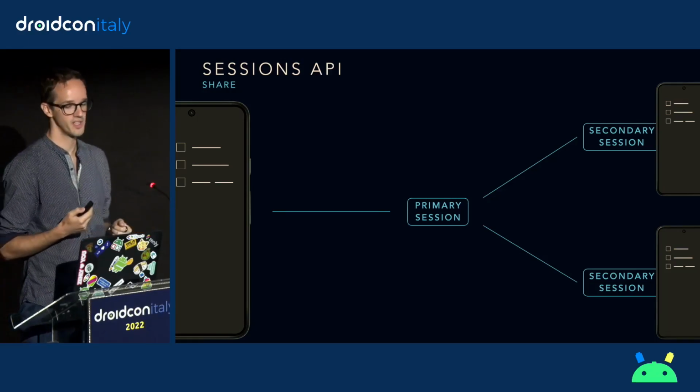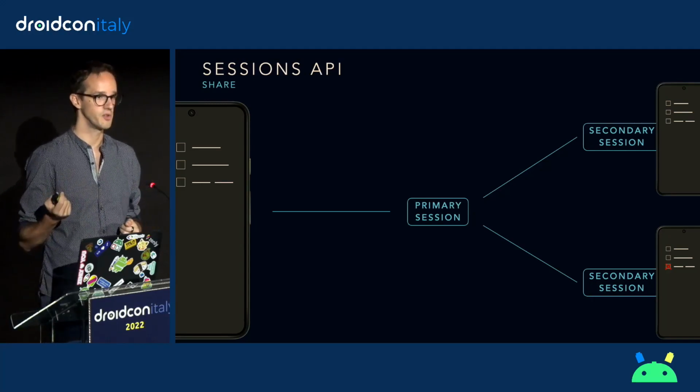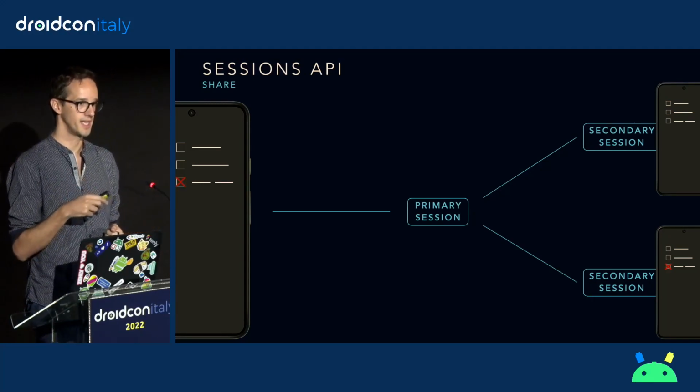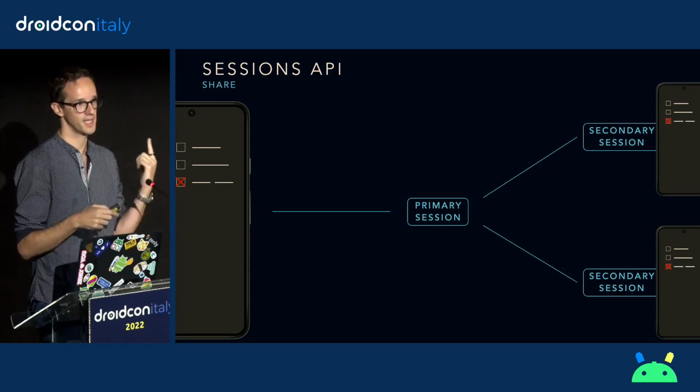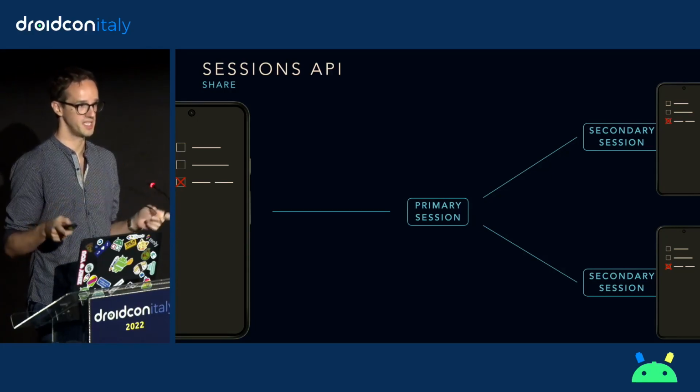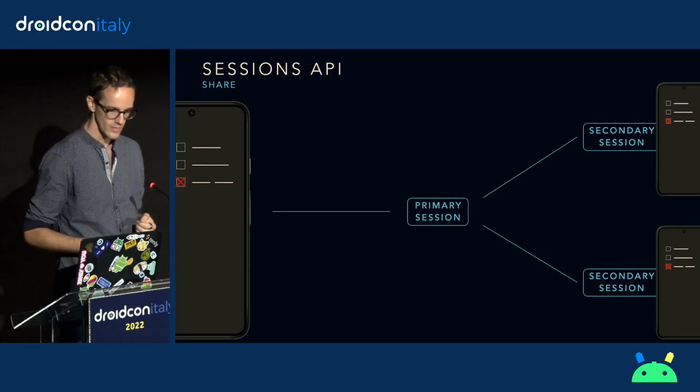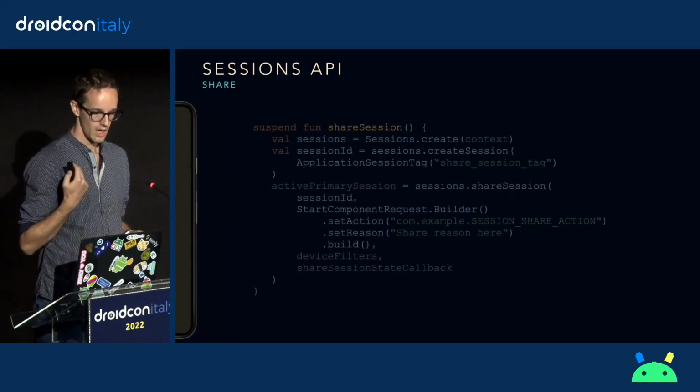So for example, if a friend of mine selects something to order, that one is going to propagate it to the primary device, and that one is going to notify all the participants of this session. Let's see how it works.